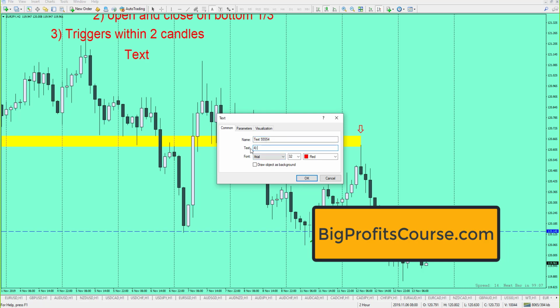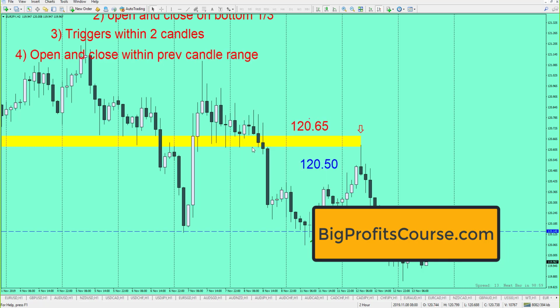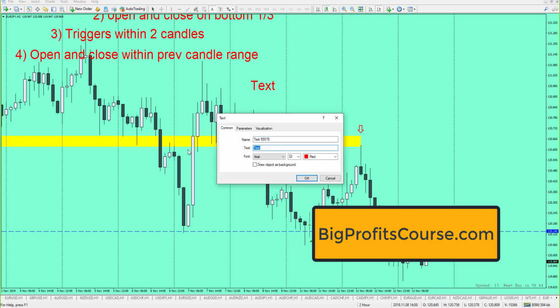Also, they want to have space. So open and close within the previous candle's range, which it clearly is. The open here and the close are within this previous candle's range between the high and the low of the previous candle. If they don't fit that, we call them a pseudo kangaroo tail, and those can be good under certain circumstances.